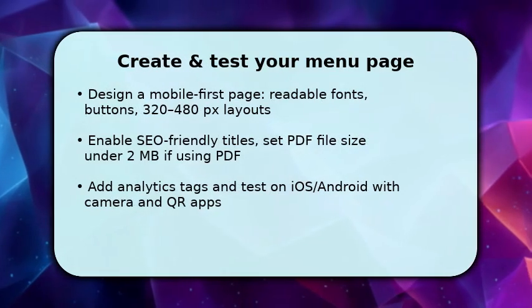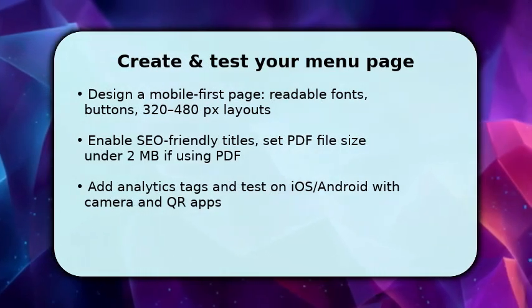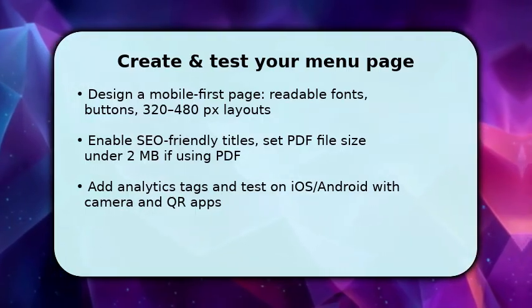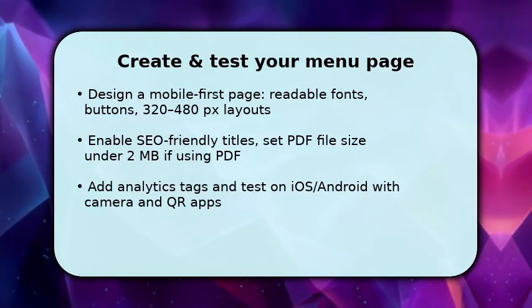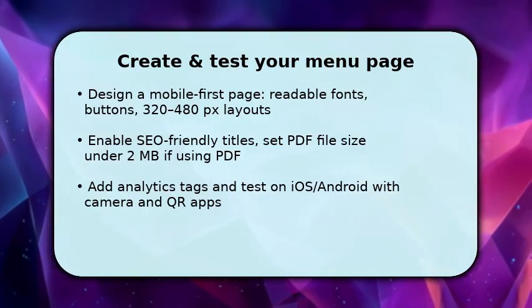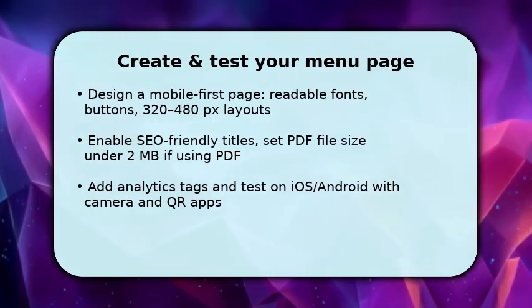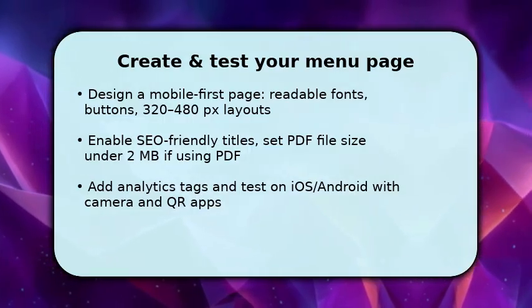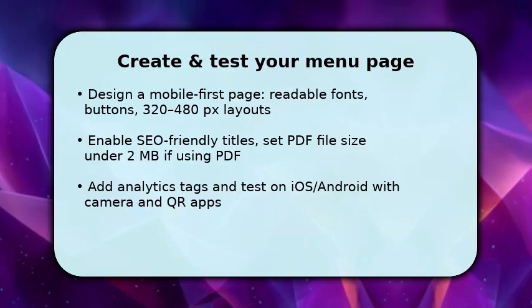Now build the menu page itself with mobile-first design and clear navigation. Use large fonts and tap targets so users can order or view allergens quickly. Once your page looks right, compress images and ensure PDFs stay under 2 MB to avoid slow loads. Add UTM or analytics tags so you can measure scans and conversions.